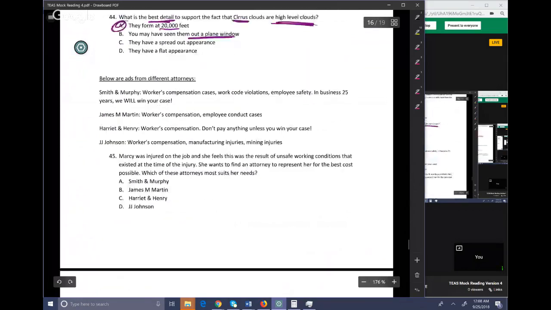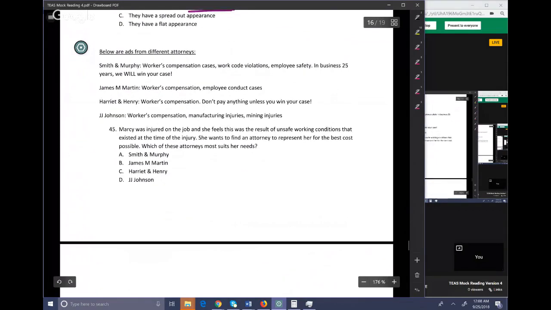Below are ads for different attorneys. This is taken straight from my very last experience with the test. I found it actually kind of surprising that they went this far. The important part of this question was she wanted the best cost that is possible. I've never seen them do this. I've gotten attorney questions frequently, but I've never seen them say best cost, and I've never seen them add this.